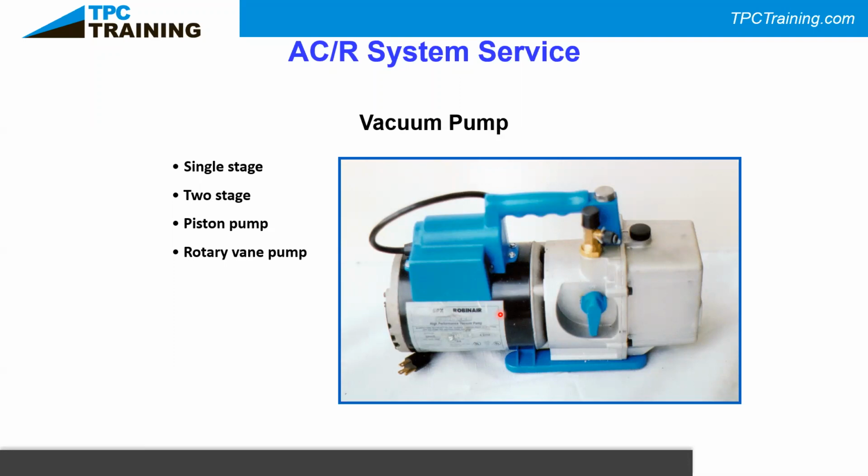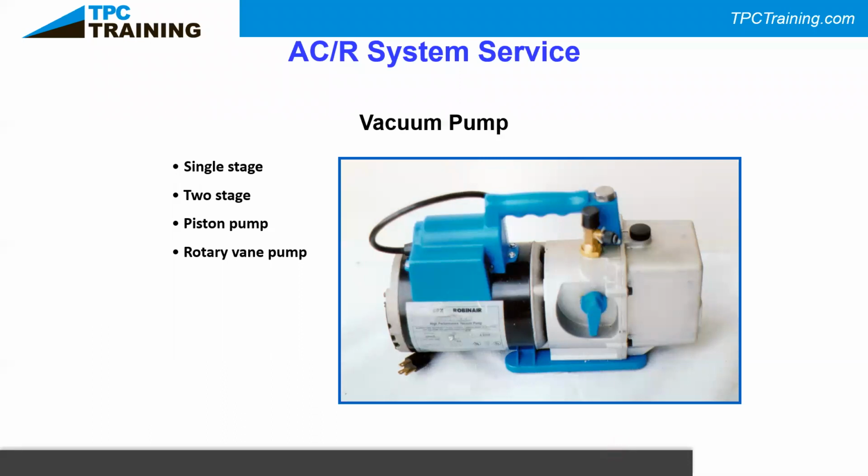But it's just a matter of getting down to that 500 microns and then locking off your vacuum pump with this blue handle we see here called an isolation valve, isolating it, letting it sit for 5 to 10 minutes and making sure the pressure remains on that micron gauge down to 500 microns.